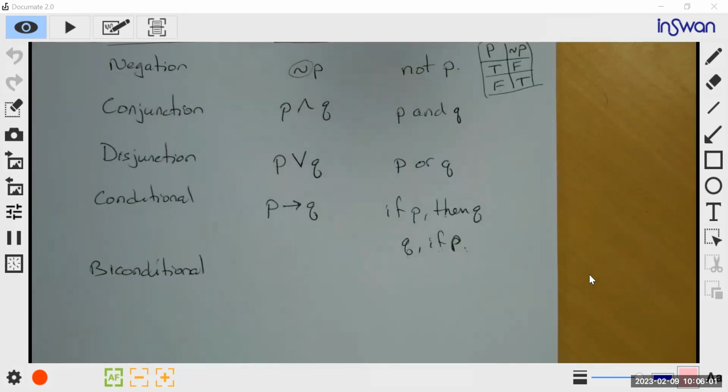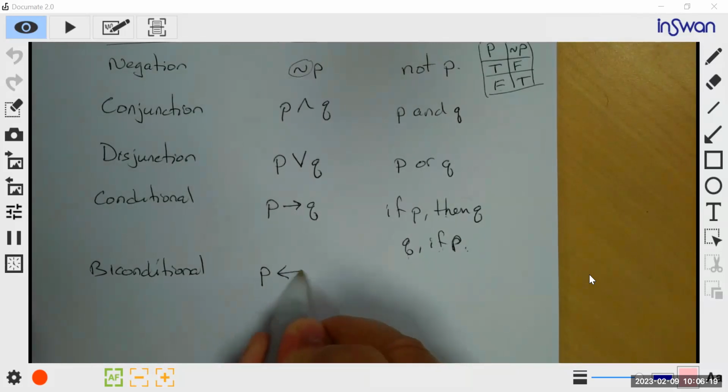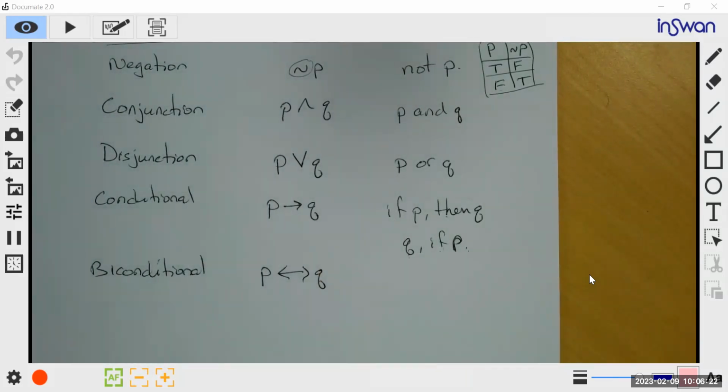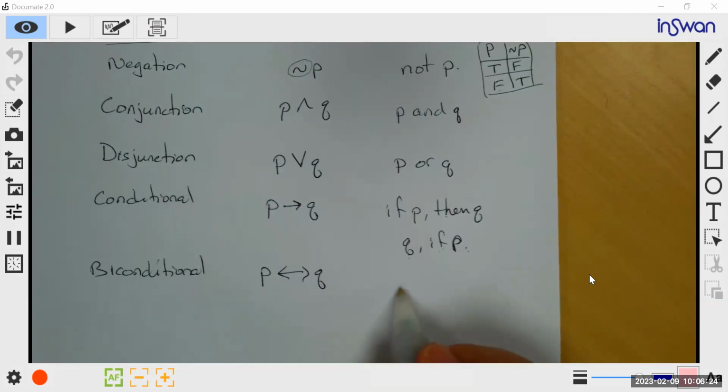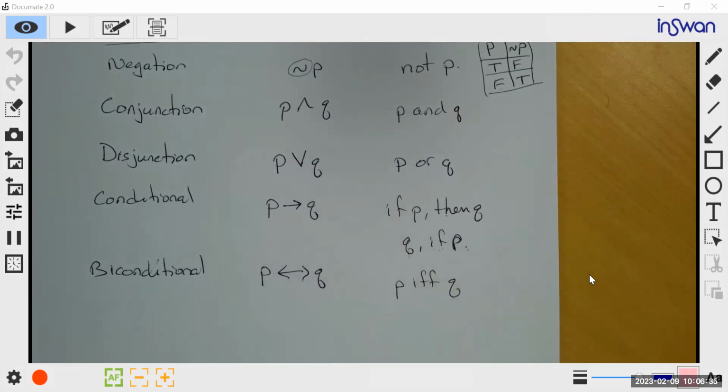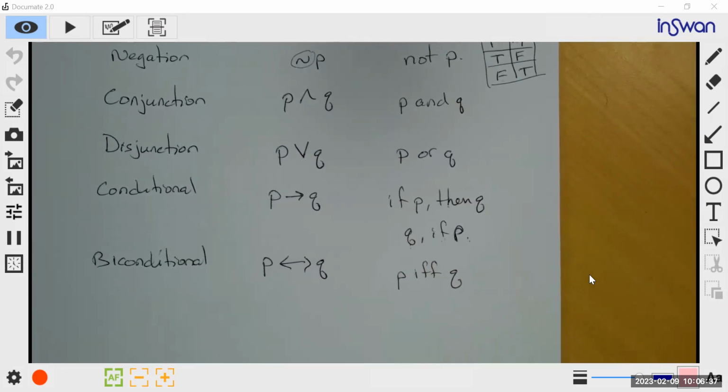A biconditional. You're right. It's the arrow of both sides. How would you read that? If and only if. P if and only if Q.